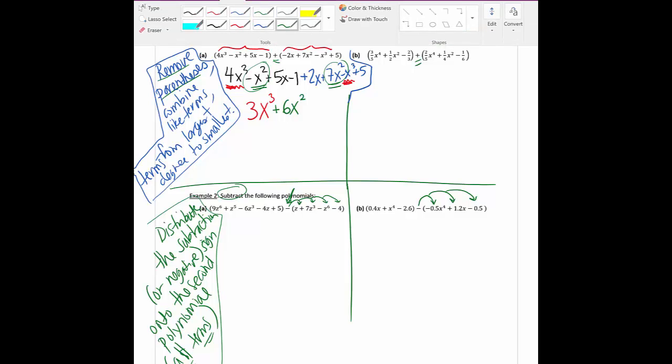Okay, so we've taken care of the third powers and the second powers. And now what else is there? We've got some regular x terms, the x with the 1 power. There's 2 of them here. I got a 5x and a 2x. 5x plus 2x makes 7x.